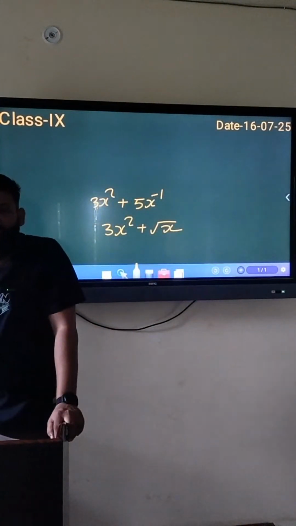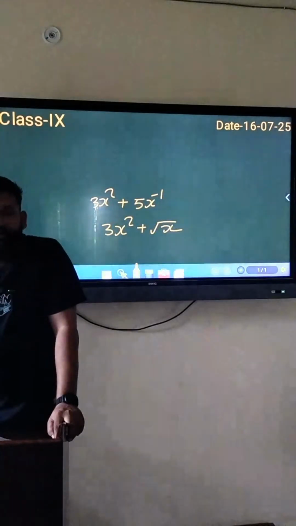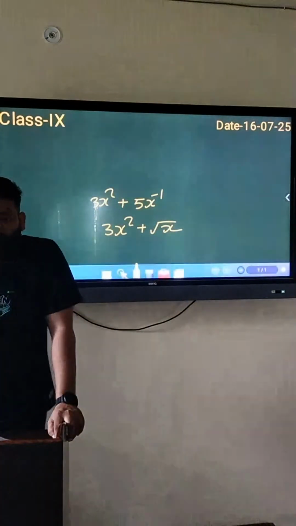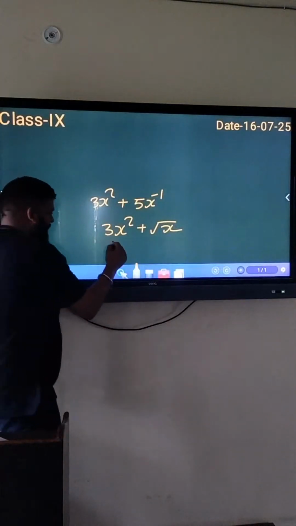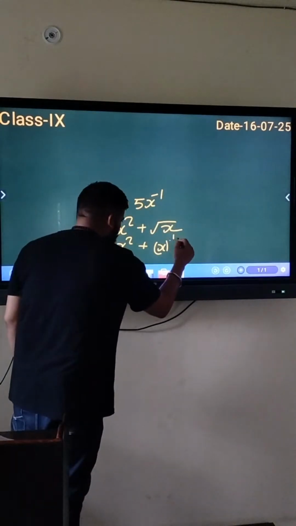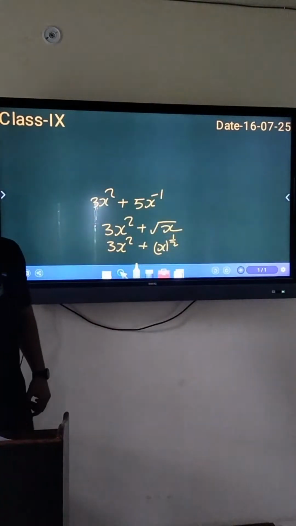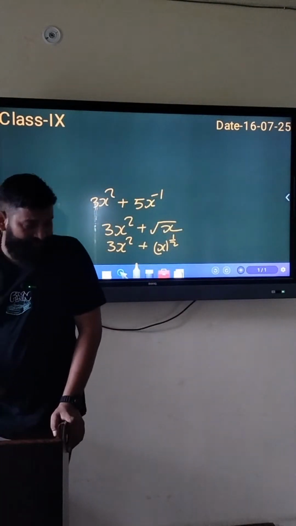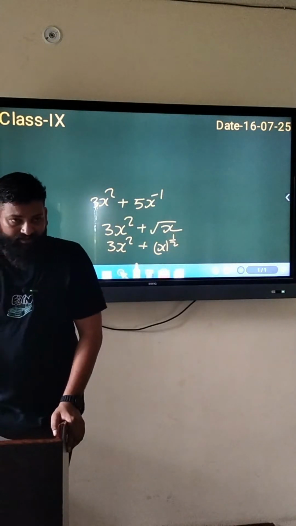If I ask you 3x square plus under root x, is this a polynomial? Why? What is the reason? Because this is x power 1 upon 2, and now the power is fractional, so we can say this is not a polynomial.